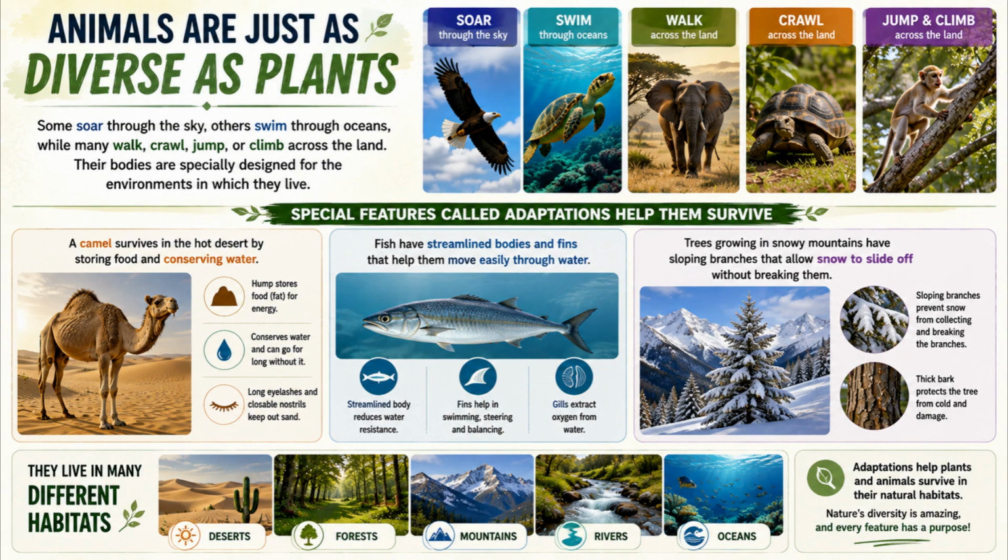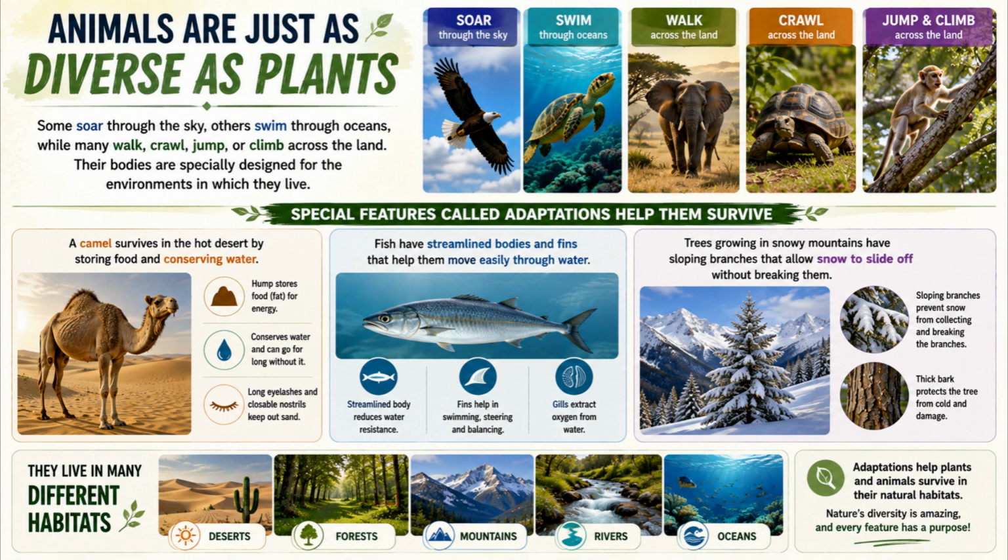Animals are just as diverse as plants. Some soar through the sky, others swim through oceans, while many walk, crawl, jump, or climb across the land. Their bodies are specially designed for the environments in which they live. A camel survives in the hot desert by storing food and conserving water. Fish have streamlined bodies and fins that help them move easily through water.